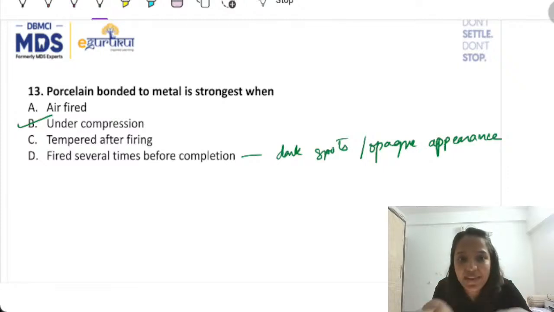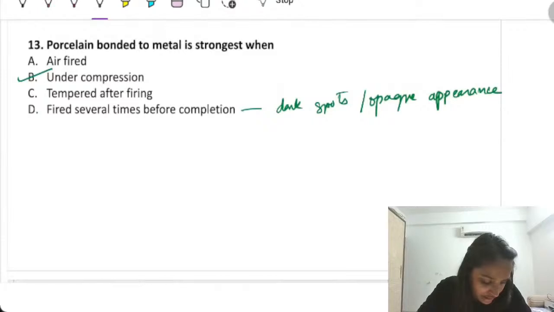This is a very layman's way of explaining how compression works in metal ceramic bonding, but this is actually how it is. The coefficients of thermal expansion are such that when the contraction, or coming back to normalcy, happens, the metal will keep the porcelain under compression. It will hold it like this, and that is how porcelain will stay bonded to the metal. So the correct answer is under compression. This would be the end of the last question.